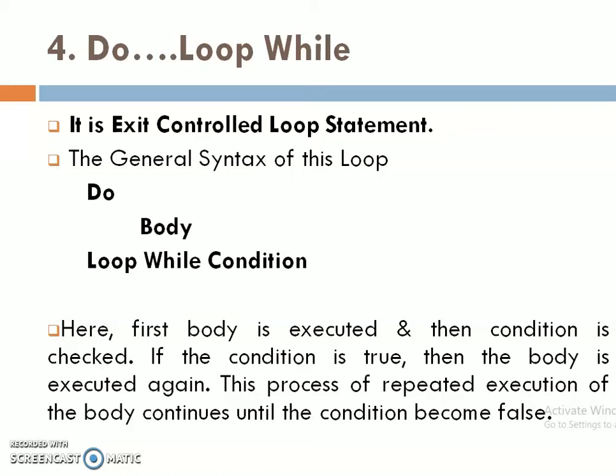Here, first the body is executed and then the condition is checked. If the condition is true, then the body is executed again. This process of repeated execution of the body continues until the condition becomes false. The body is executed at least once even if the condition is false the first time.